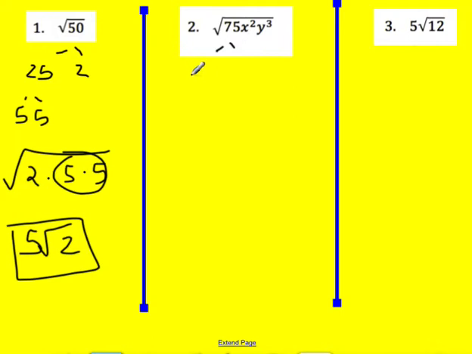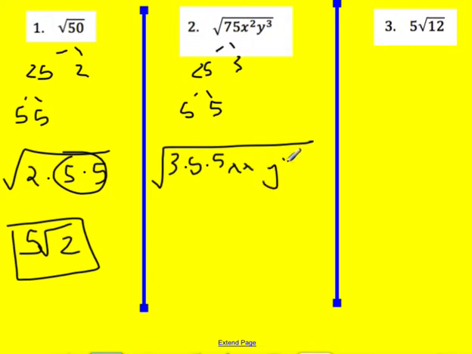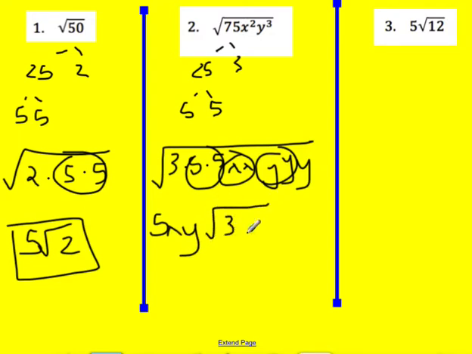Taking a look at 75, we have 25 and 3. And 25, I could split down to 5 and 5. So then I'm going to go ahead and write this under the radical. So I have 3 times 5 times 5, and then I have 2 x's. So I draw out 2 x's, and I have 3 y's. So I'm going to write out 3 y's. Now I'm going to take out as many pairs as I can. So I can take out a 5, an x, and a y. And then left underneath the radical is 3y. So this right here is your final answer for number 2.